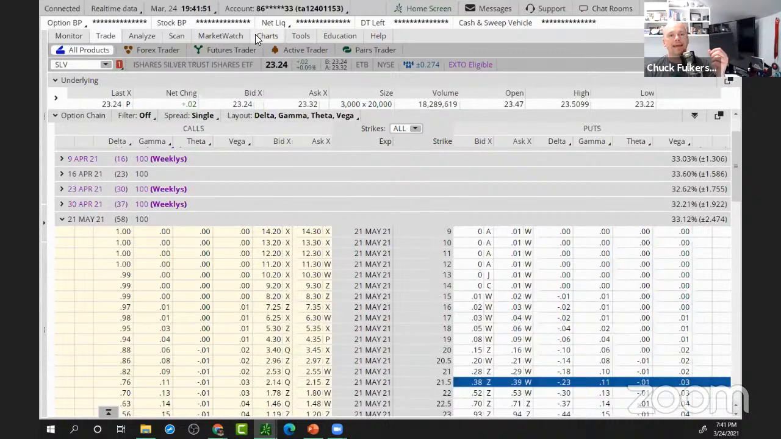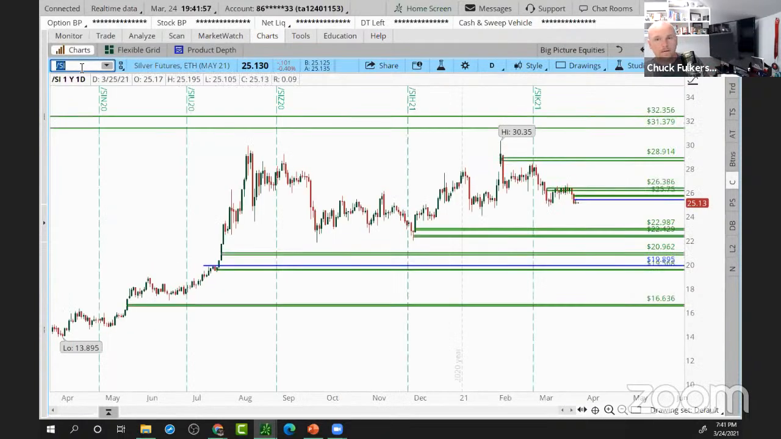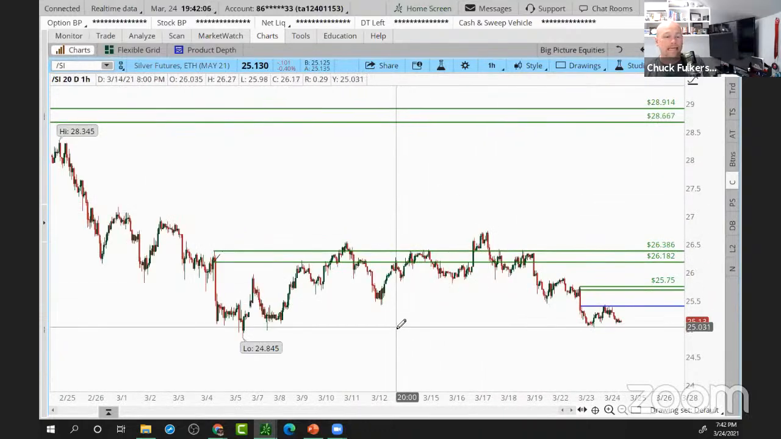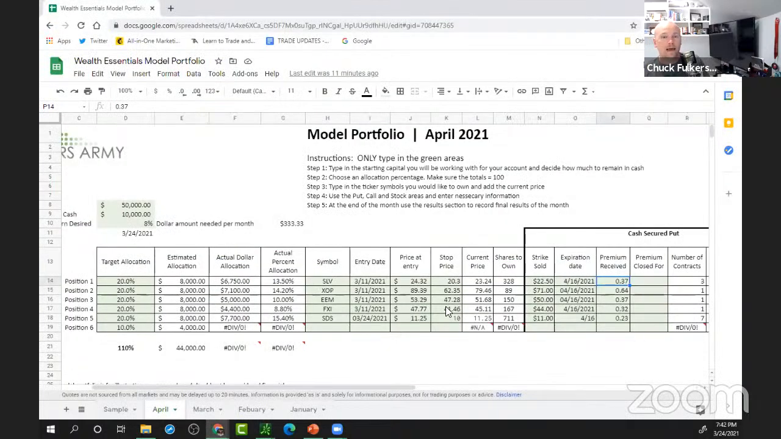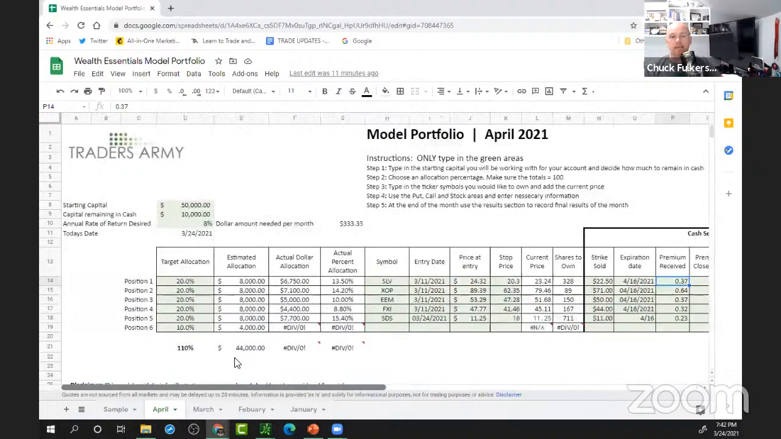Now, are we ready to do that yet with SLV? I don't know that we're quite ready to do that yet. Although I will tell you, the futures markets of silver are not giving me a whole lot of hope. So it might make sense for us to roll this thing down and out to the Mays. I'm going to look into that tomorrow, and we may roll this down and out tomorrow into the Mays, just to be on the safe side.